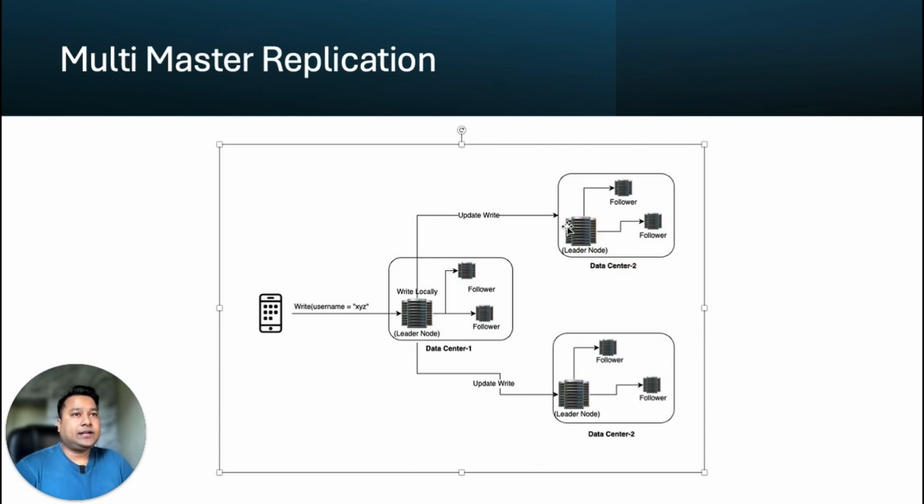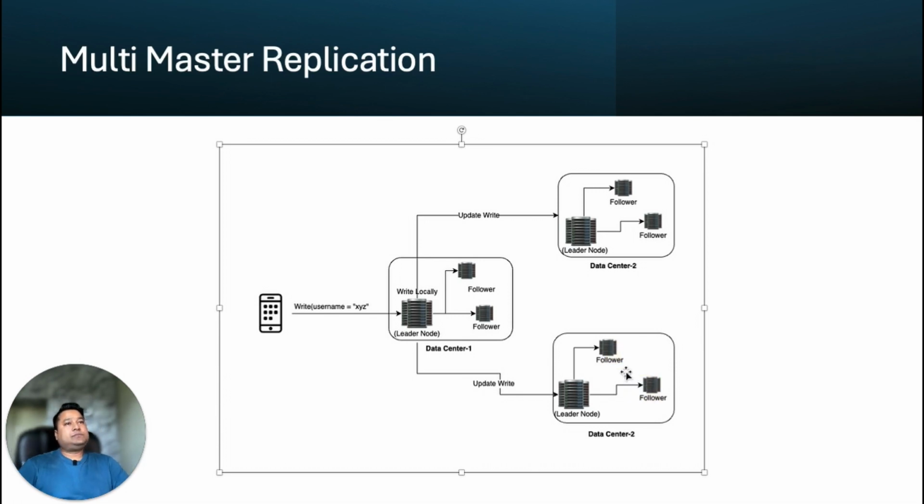Now these leaders in data center 2 and data center 3 are responsible for propagating the change to their followers. You have 2 followers in data center 2 and 2 followers in data center 3. So this leader will receive the write operation that username XYZ has been updated, and it will update it locally first. After updating it locally, it will propagate that change to the followers here and here, and the same thing will work here as well.